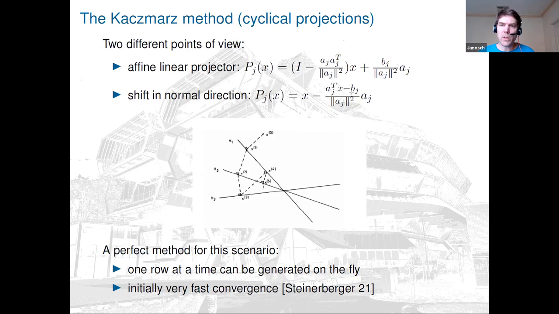It just looks very different and can then be confusing if you come across it in the other way. So why is this so popular? Well, we need one row at a time only. That's a very good reason for being popular. And the other reason is that initially it converges very fast. And this has been a mystery for a long time. Very recently, Steinerberger has contributed something to find out why this occurs.